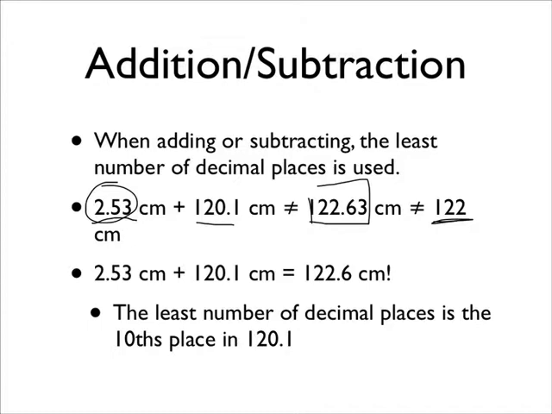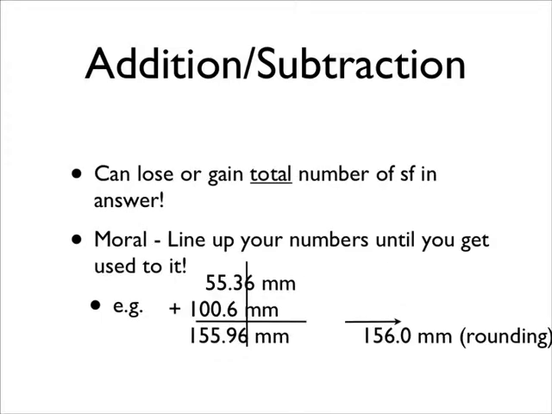That's not good enough either. But if I add that up, 2.53 plus 120.1, and cut it at the least decimal place, or at that tenths place, my answer is 122.6, because my least decimal place comes out of the 120.1. So remember, you can lose or gain the total number of significant figures in your answer. So here's the idea: make sure you line it up like we did in grade school. This is the easiest way to ensure that you're going to get the right answer.